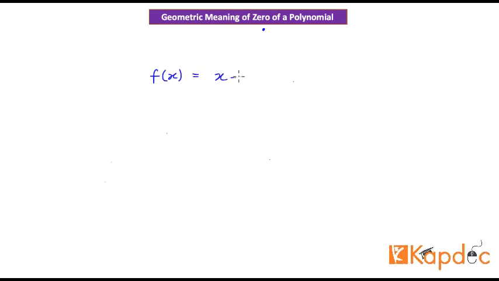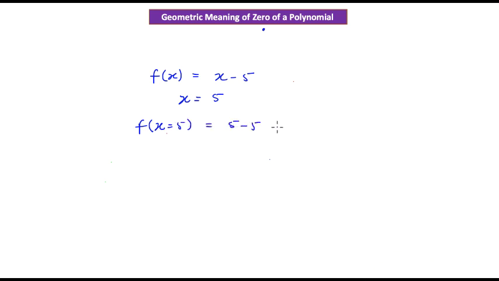To begin with, let me give you a very simple expression f of x, and this is equal to x minus 5. So x is the variable here, and I ask you this: for what value of x will you find the function of x equal to 0? So the answer is very simple. You will say that, well, if I simply substitute x equal 5, then the value of this function at x equal 5 will be 5 minus 5, and hence it will be 0, right?